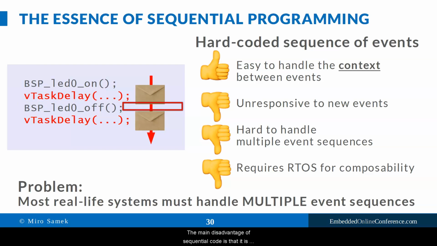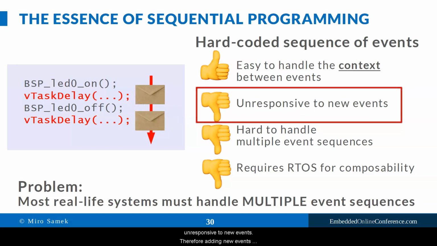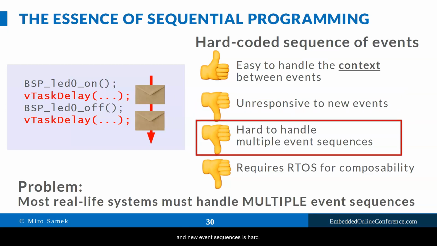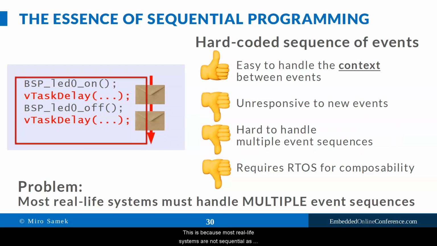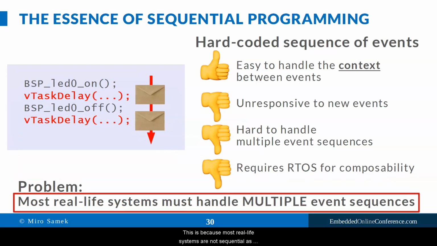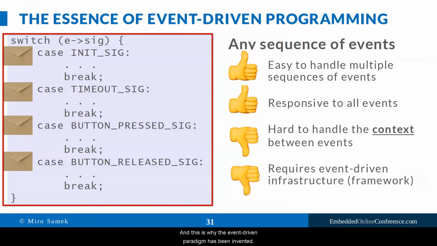The main disadvantage of sequential code is that it is unresponsive to new events. Therefore, adding new events and new event sequences is hard. So while sequential programming is the simplest solution for sequential problems, like the original blinky or button threads, it does not scale well to real-life problems. This is because most real-life systems are not sequential, as they typically need to handle many possible event sequences. And this is why the event-driven paradigm has been invented.